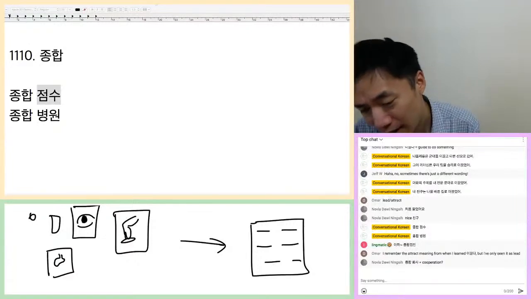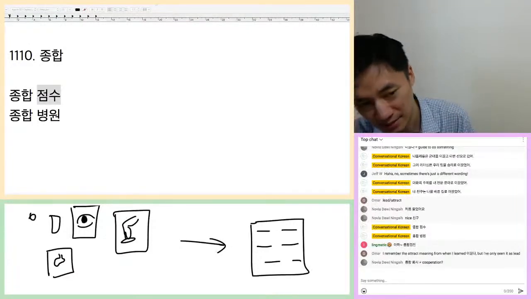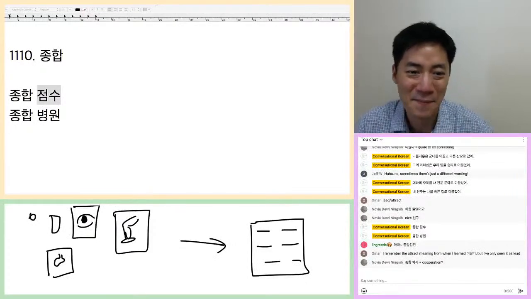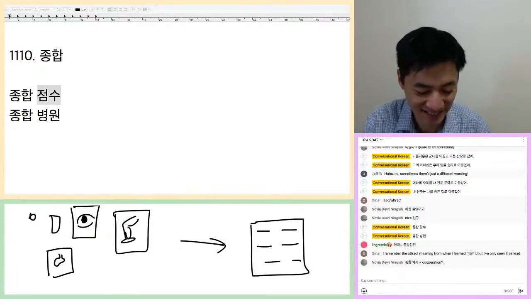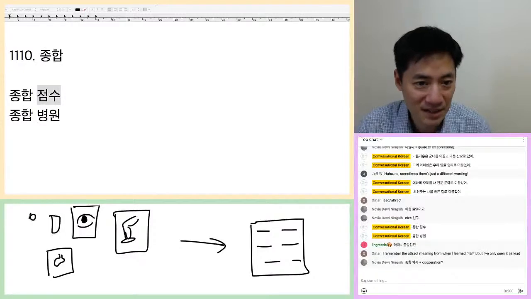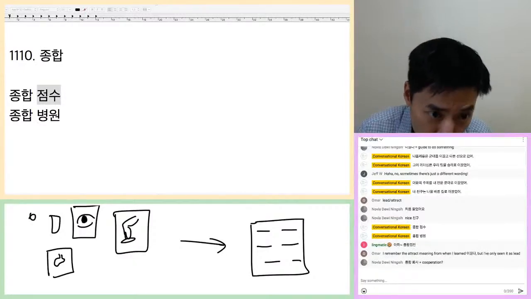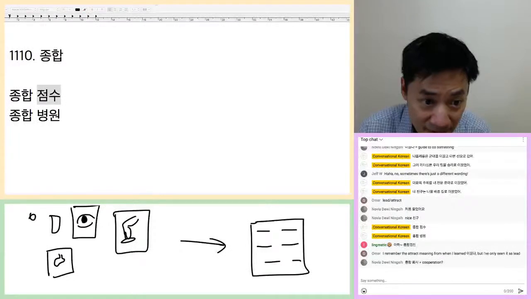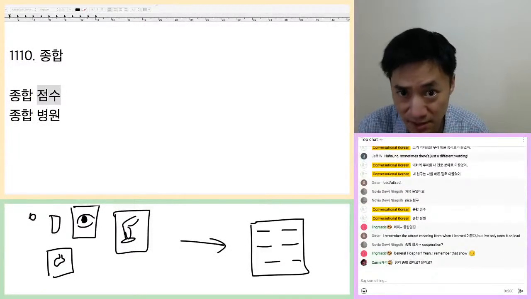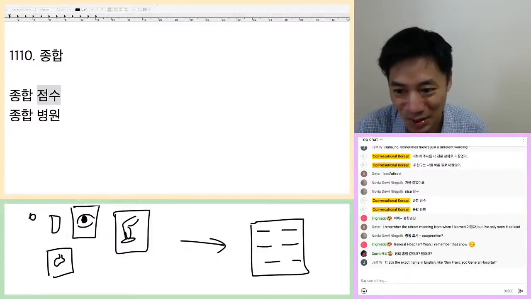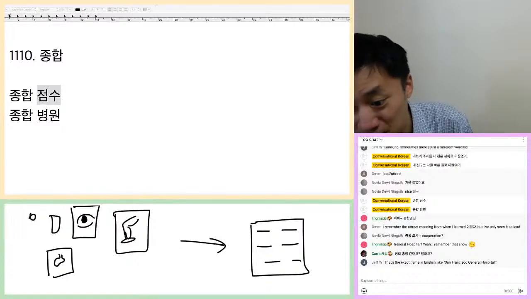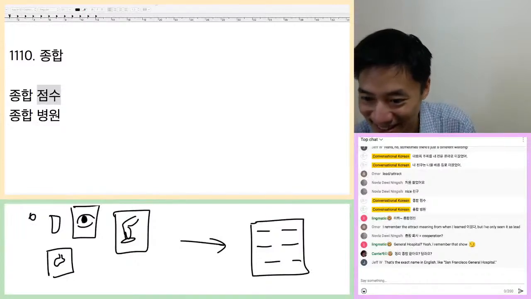종합회사. I'm not sure what that is. The dictionary says overall corporation or comprehensive company. Maybe comprehensive company. That's the exact name in English, like San Francisco General Hospital. Oh, 종합병원. Oh, very good.